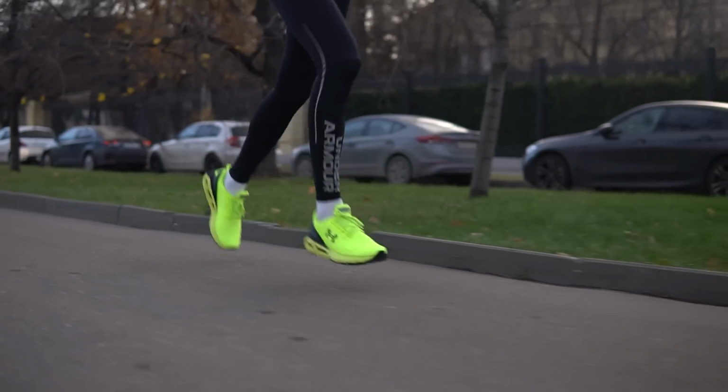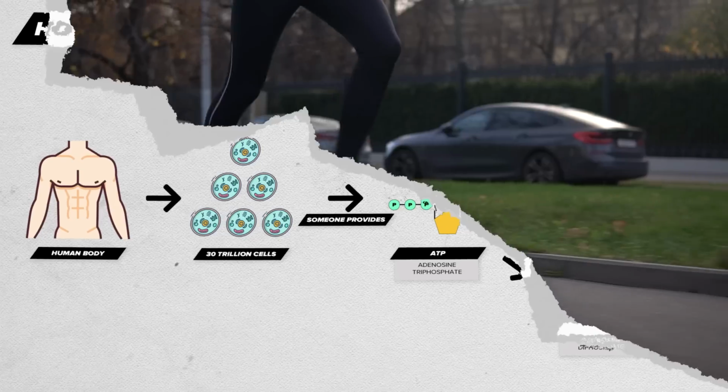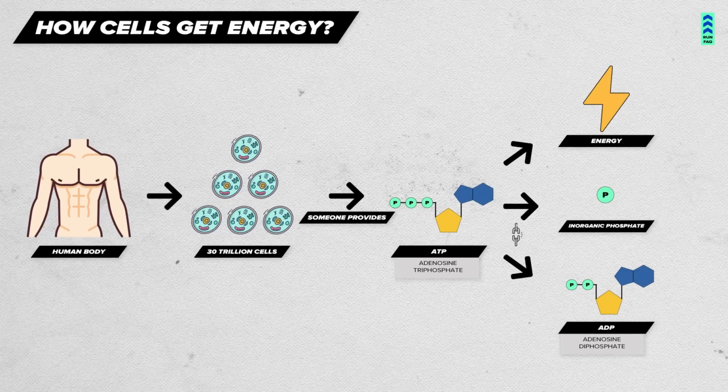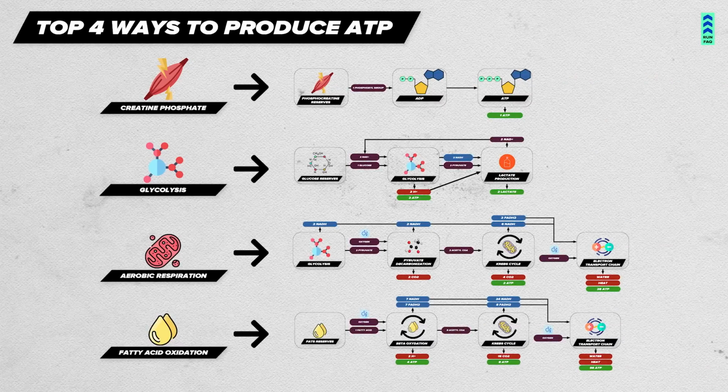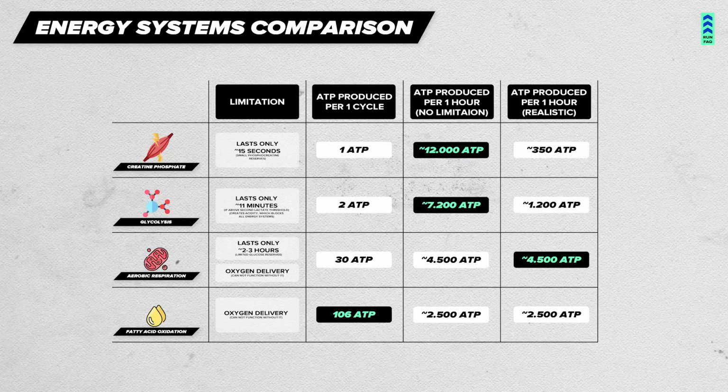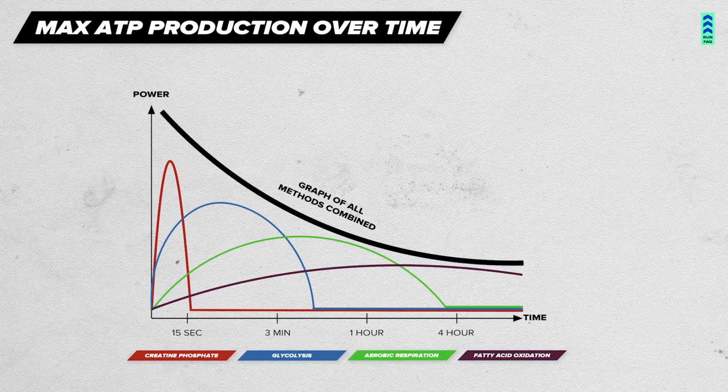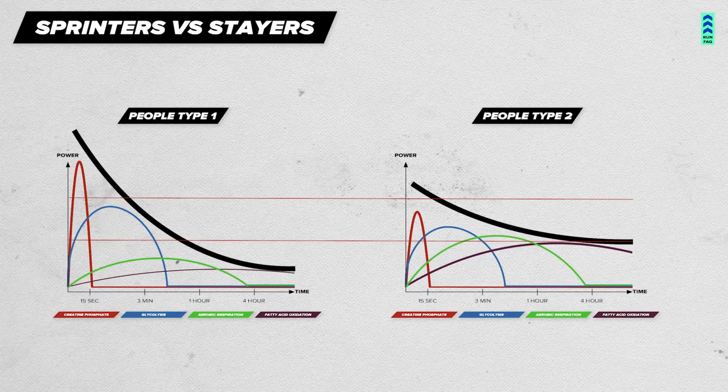With that said, I just want to quickly sum everything up. Each cell in our body gets energy from ATP. We have 4 main ways to produce ATP, and each method has its own advantages and disadvantages. We can choose which one to develop, and based on that choice, we either become more enduring or faster.